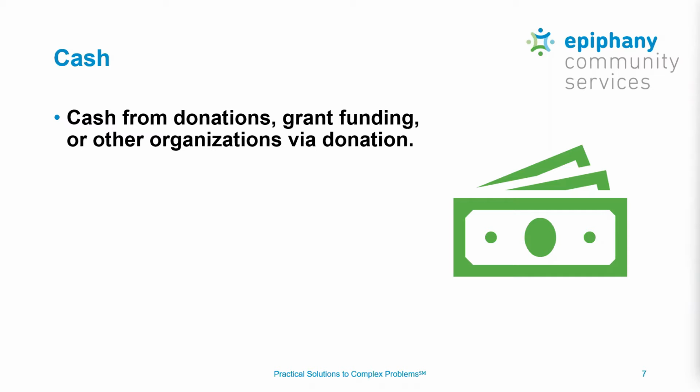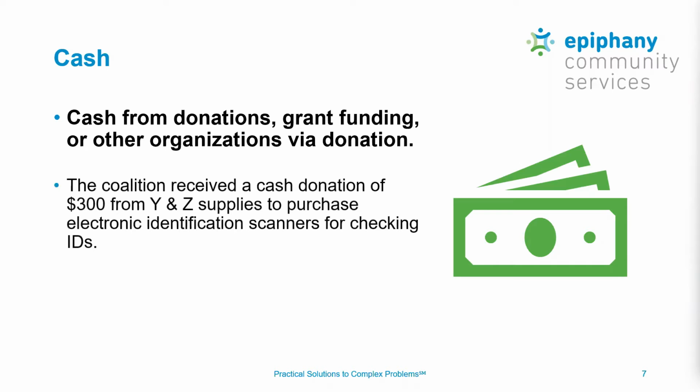Now, when it comes to thinking through some examples for Reach, I wanted to make sure we talked about a couple of different things. And the first one being here, just how to write out our example description for a cash entry. So if we're looking at recording a cash entry, or in this case, a cash donation, we might type something up like this. The coalition received a cash donation of $300 from Y&Z Supplies to purchase electronic identification scanners for checking IDs.